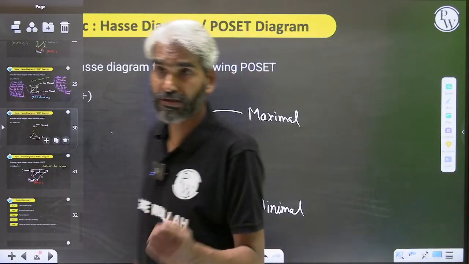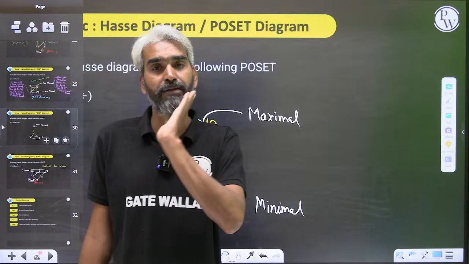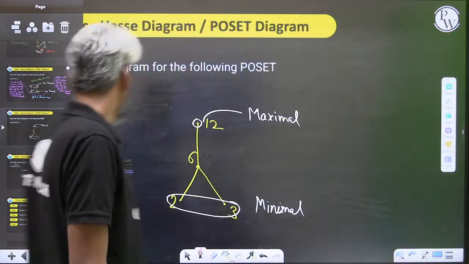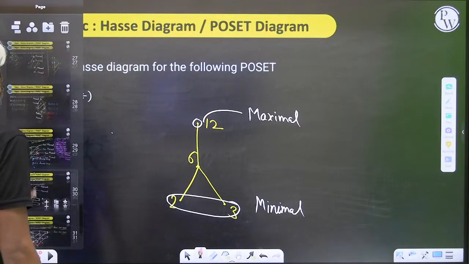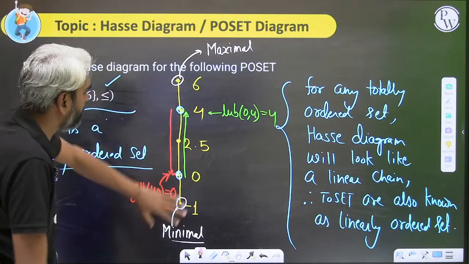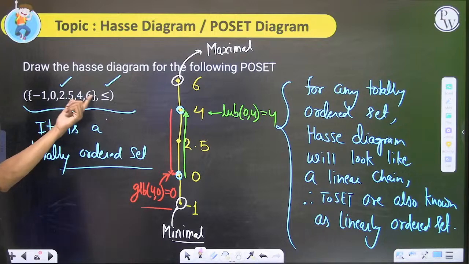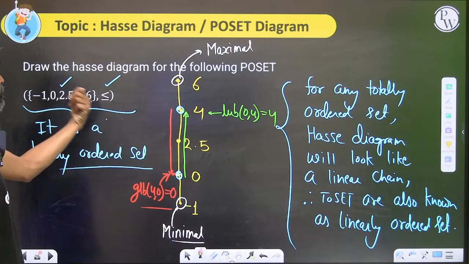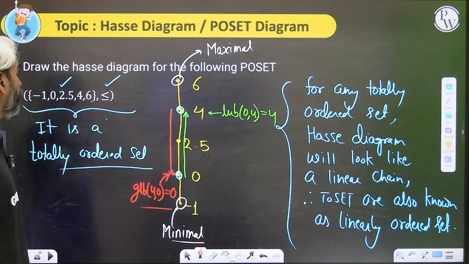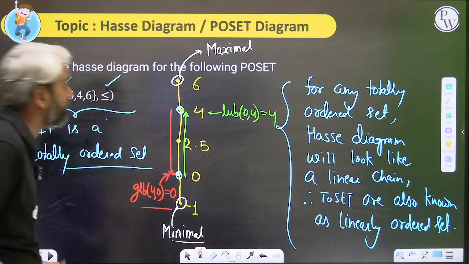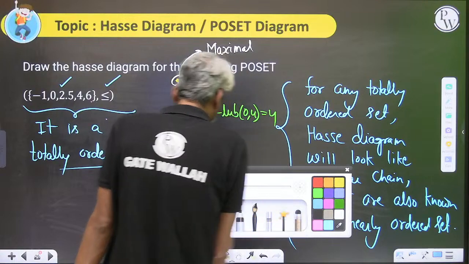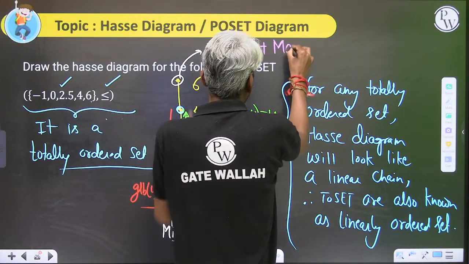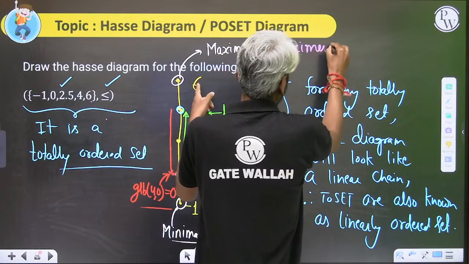I would also like to explain the definition of minimum and maximum element. So the element which is at the upper side of all other elements of the poset will be called the maximum element. Look at this, sir. Is 6 at the upper side of all other elements? Yes, sir. 6 is at the upper side of -1. 6 is at the upper side of 0. 6 is at the upper side of 2.5. 6 is at the upper side of 4. 6 is at the upper side of 6 itself. Right? So the element which is at the upper side of all the elements is called a maximum element. So it is maximal plus maximum.